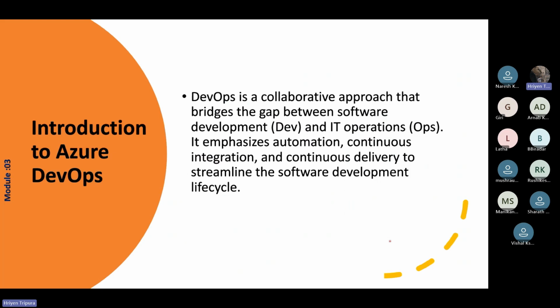These are some of the benefits. Now if I talk about DevOps, DevOps, we all know, right? DevOps is a collaborative approach that bridges the gap between software development, or dev, and IT operations, or ops. It emphasizes automation, continuous integration, and continuous delivery to streamline the software development lifecycle.